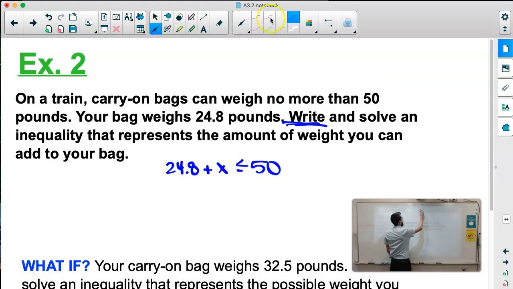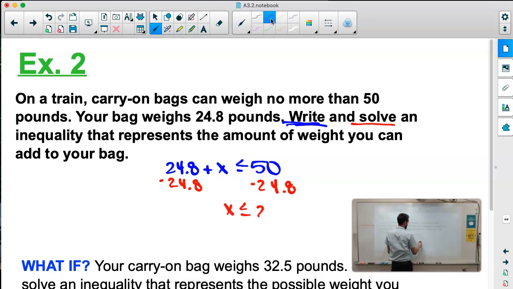And now it says solve. Now solving means I'm going to solve this. I just have to subtract 24.8 from both sides. And I can add a total of 25.2 pounds. If I subtract those, you get 25.2.